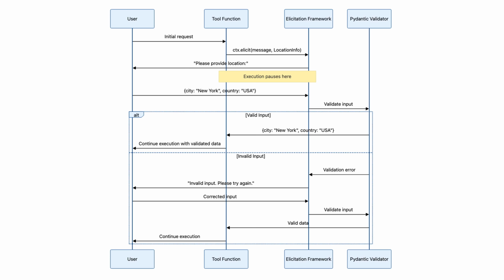And since you're using Pydantic, you get validation for free. If the user enters something that doesn't match your schema, MCP handles that automatically. But the real power comes when you start building chains of elicitations. Imagine a tool that first asks for location, then based on that response, elicits more specific information like indoor or outdoor activities, all while maintaining context.